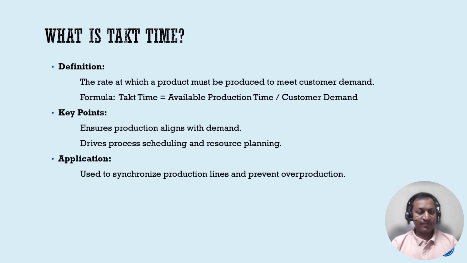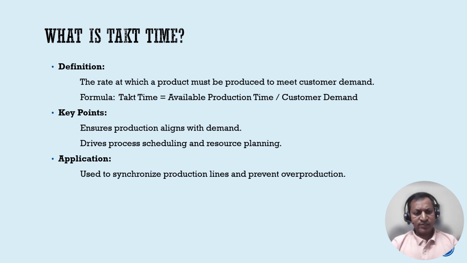The first slide is: what is a TAKT time? The definition of TAKT time says that it is the rate at which a product must be produced to meet customer demand. The customer demand can be per day, per month, per quarter, or it can be seasonal also. Generally, it depends on various factors, and one of the prominent factors is the industry segment and its order intake cycle. The formula for TAKT time is equal to available production time divided by customer demand.